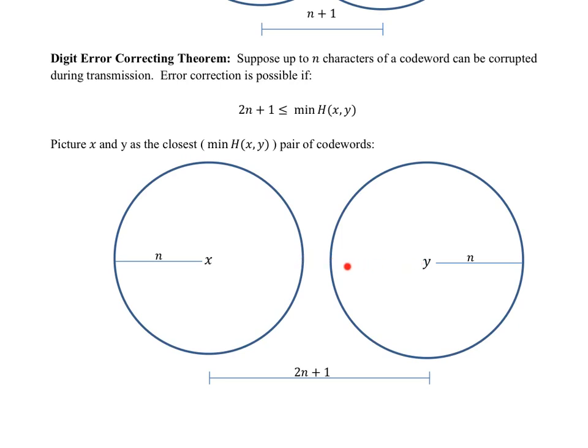And then this much here is a distance of n, and we need a little bit more than that. So the distance here in between the circles is representing a distance of 1. So in total we have n plus 1 plus another n. So 2n plus 1 is the distance between these two code words. And remember that this is the closest that code words can possibly get together. So this is the minimum Hamming distance. So what we want for error correction is the number 2n plus 1 to be less than or equal to the minimum Hamming distance. If that happens, then we can successfully correct n errors.